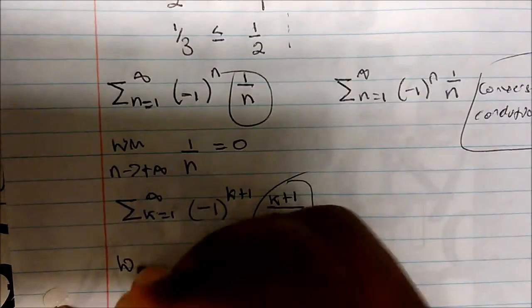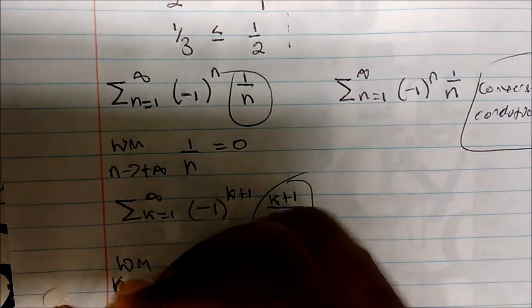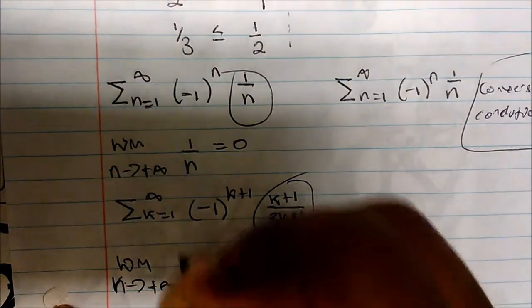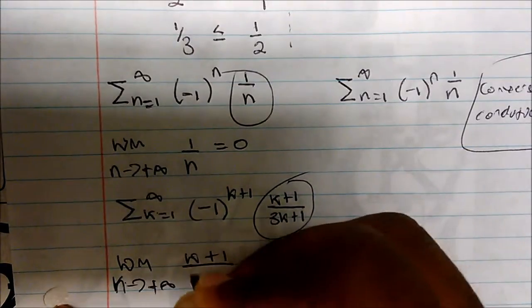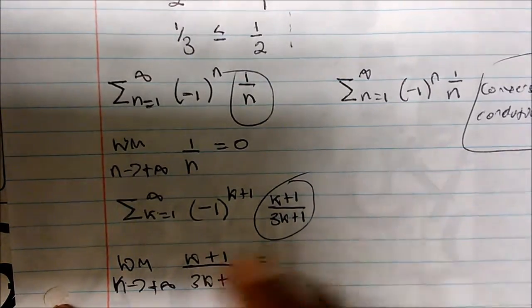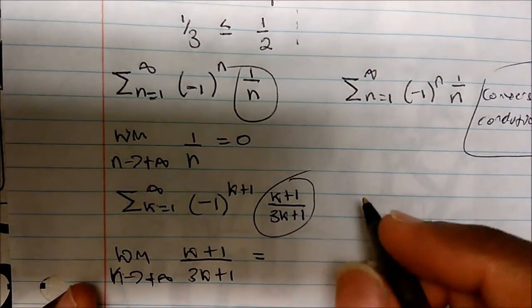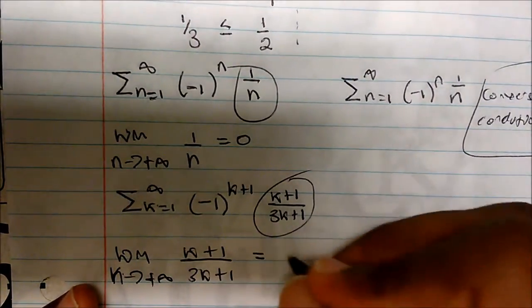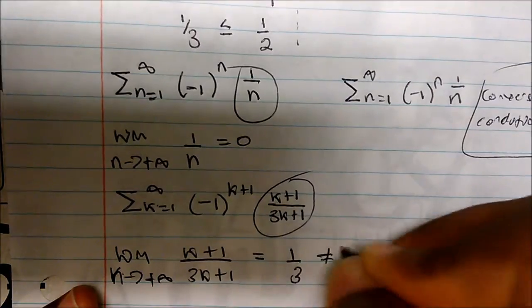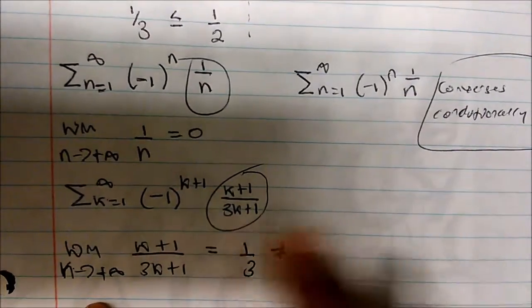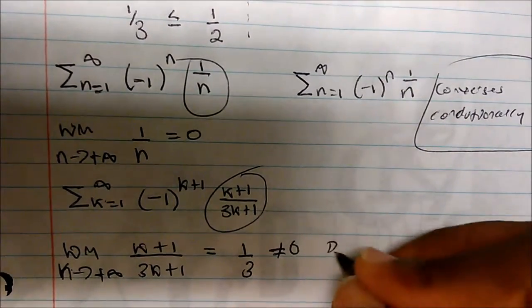And so if I take the limit as k approaches positive infinity of k plus 1 over 3k plus 1. Well, again, our nifty little trick, we take the ratio of the coefficients because the highest powers are the same. And so the limit is actually 1/3. Well, the limit does not equal 0. And so we know that this actually diverges.